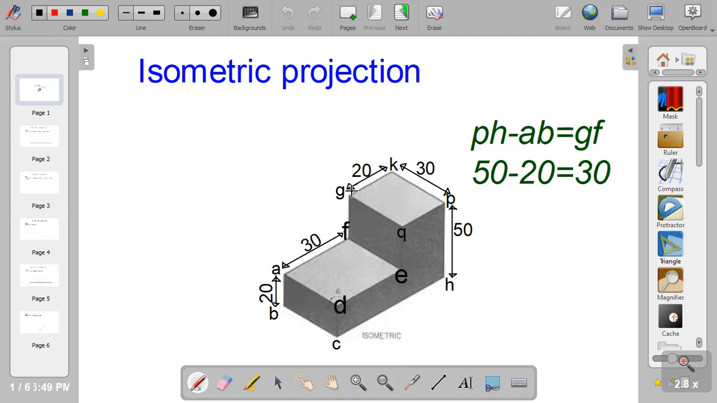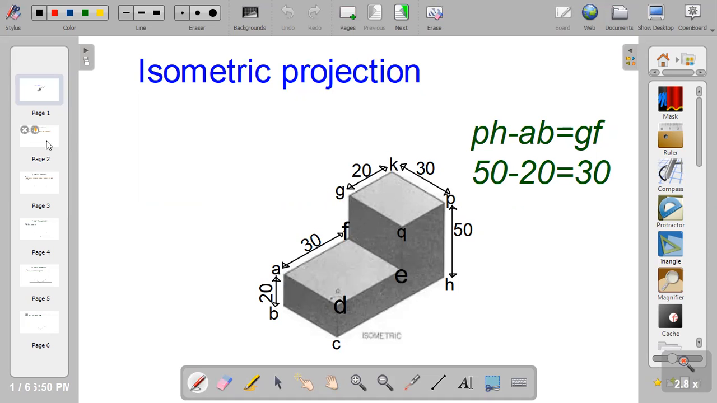Now we're not given GF and QE. So to calculate GF and QE, which is the same thing, we are going to use the total height, which is 50. PH is given as 50. We'll deduct AB from it. AB is 20. So 50 minus 20, that gives us 30.